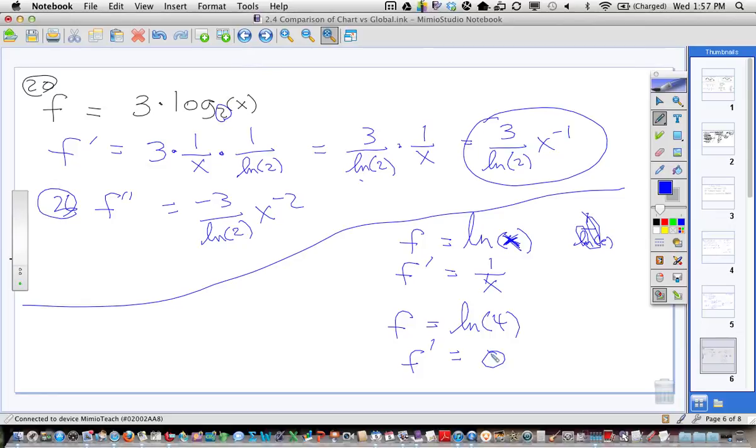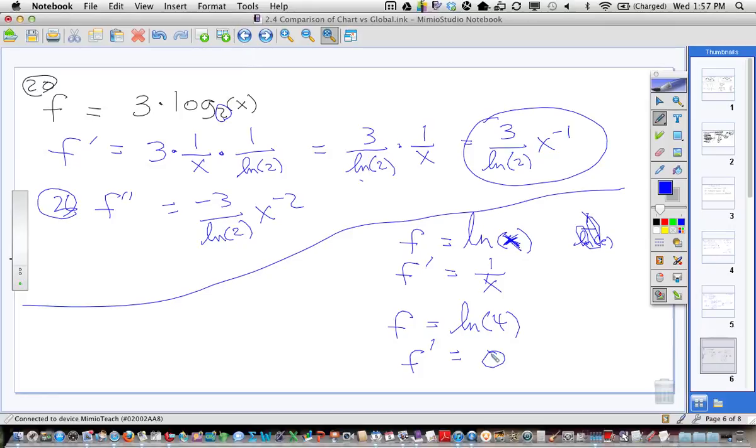ln x is a function with many different inputs and many different slopes at different places. So its derivative is 1 over x. It has different values at different x values, because ln x has different slopes at different x values. But ln 4 is just a number. If you graph ln 4, it's a horizontal line. Its slope is always 0. So understand the difference there.